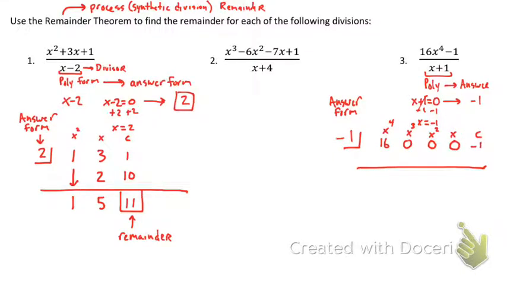So now we just do that process. Bring this guy down. He goes below the line. -1 times 16. His answer goes on the next column. That's -16. 0 plus -16 is -16. -1 times -16 is +16. 0 plus 16 is 16. -1 times 16 is -16 again. 0 plus -16 is -16.